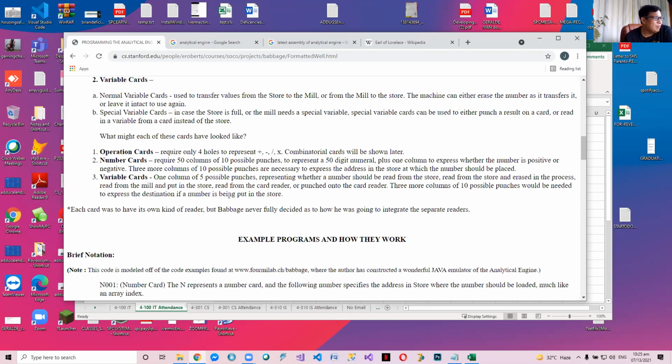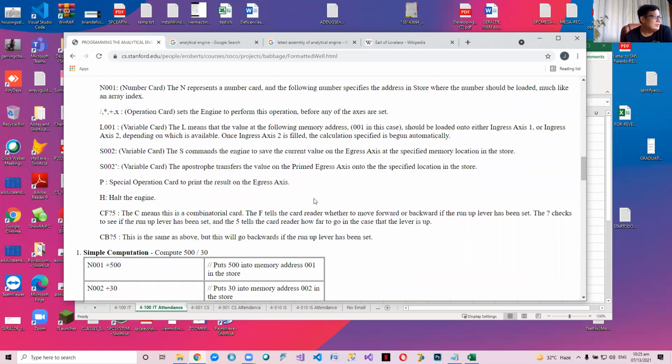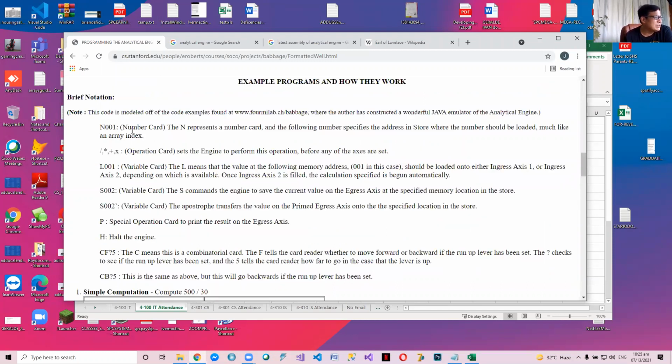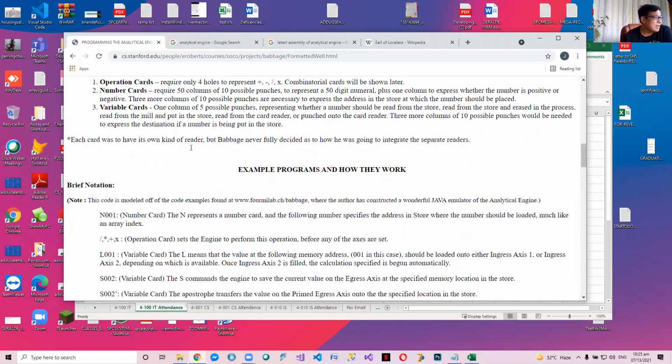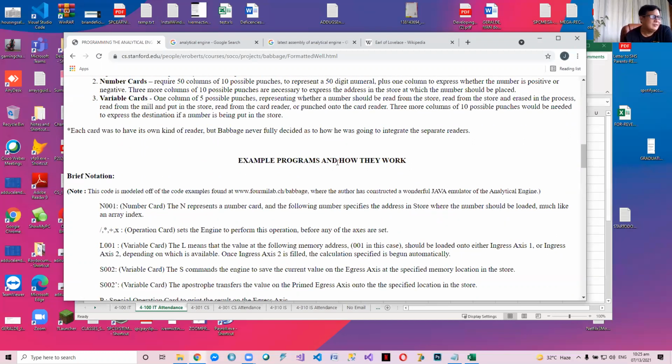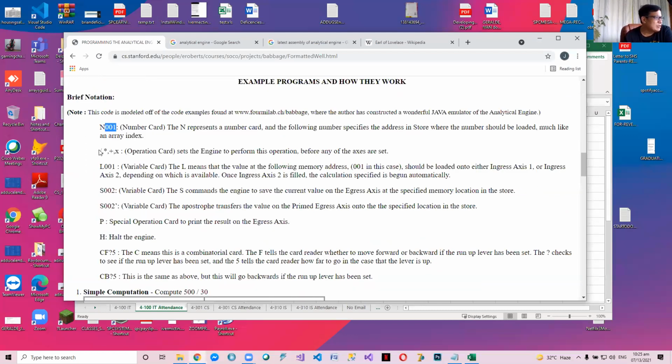Variable cards can have all 5 possible values, representing a number which will be read. First, 5 possible punches representing what should be done, like load or store. And then the next is the number to be loaded or to be stored. So for example, N001 means this is a number card. N001 means store a number on location 001. Do you follow? And then an operation card can have either divide, times, plus, minus.